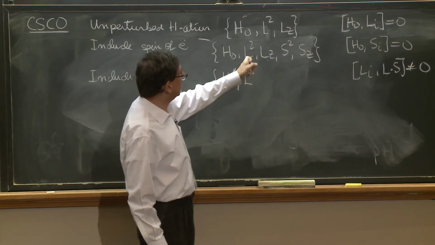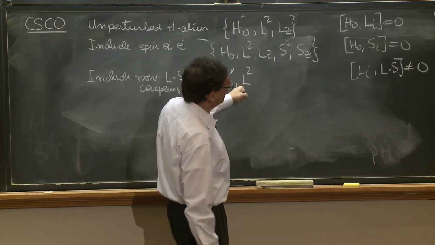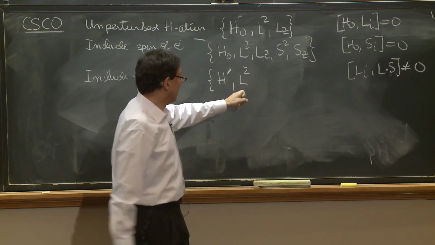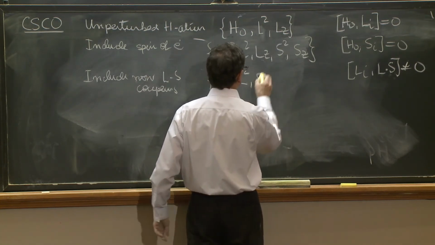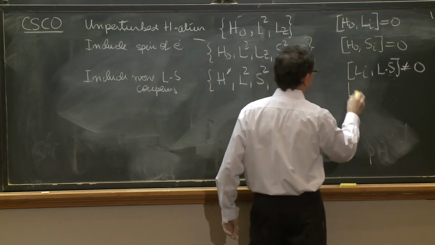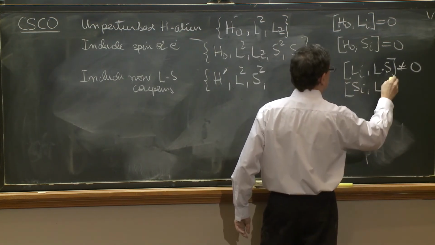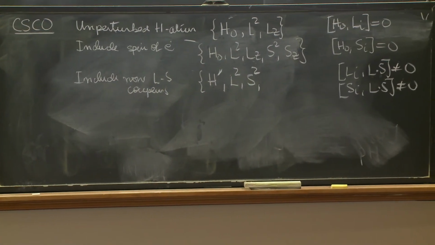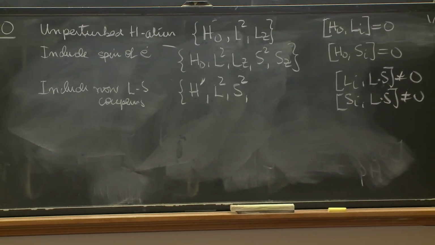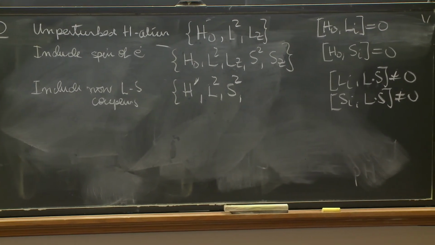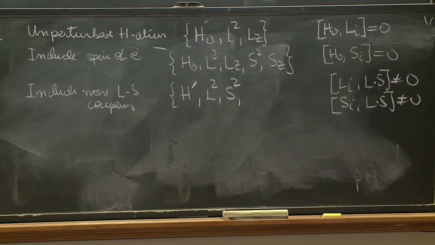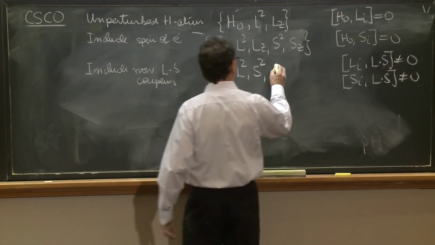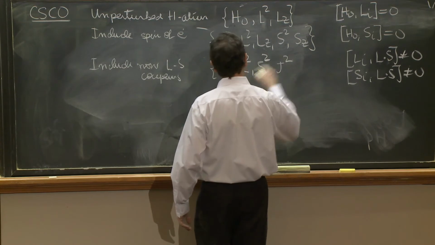So I'm sorry, we can keep L squared, because L squared commutes with any Li and with any Si, so L squared does commute with L dot S, but Lz doesn't. S squared is good too, but Sz does not commute with L dot S. So you have L squared, S squared, and we seem to have run into trouble. But can we add something else? Maybe I can add J squared. Can we add J squared?